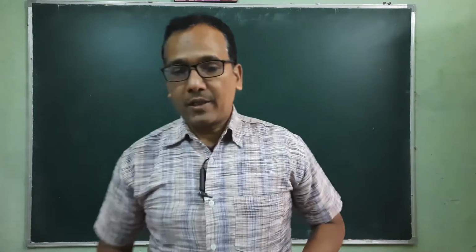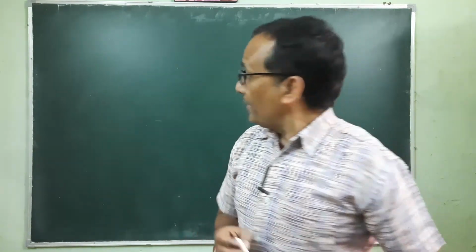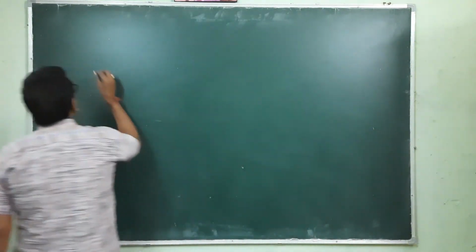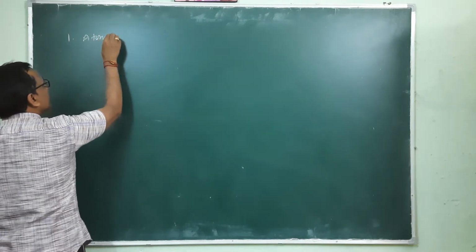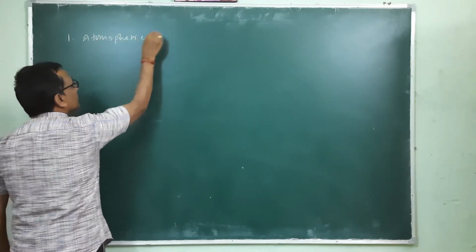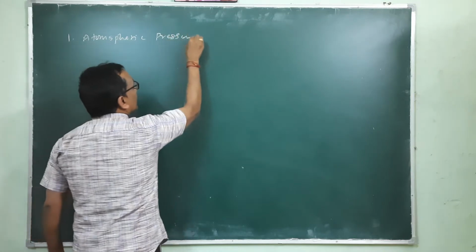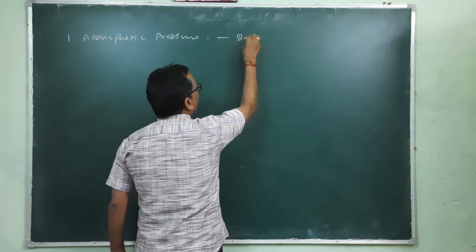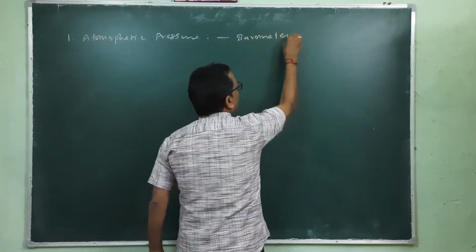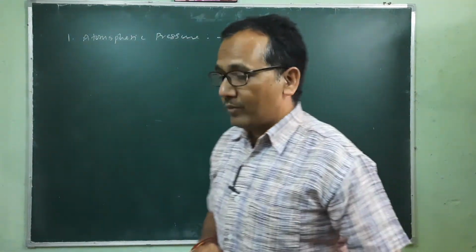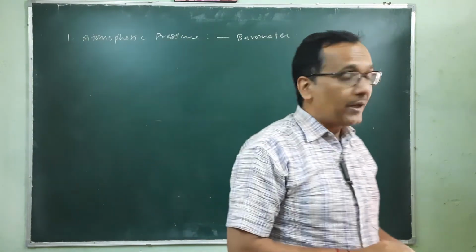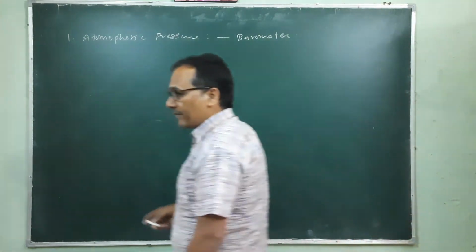Okay, so in the last class we were talking about the measurement of pressure. First, to measure atmospheric pressure, we generally use one instrument that is known as a barometer. And the principle of the barometer is very simple.